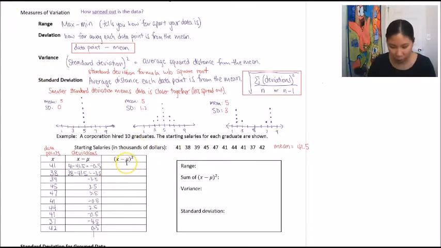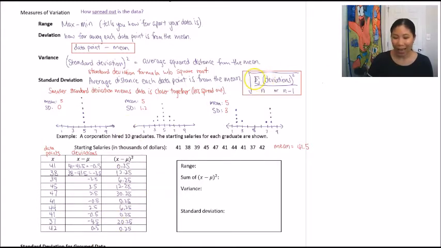So for my first deviation squared, negative 0.5, when I square it, I get 0.25. And remember, when you square things, you always end up with a positive number, so everything in this column should be positive. Negative 3.5 squared is 12.25, and so on. So we keep squaring. I've just gone ahead and squared everything.